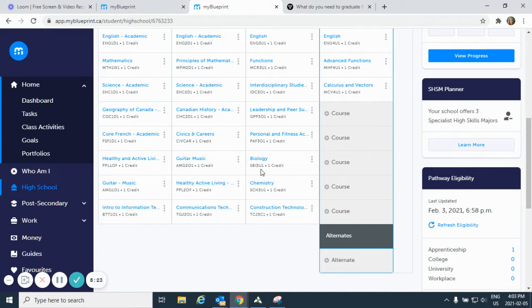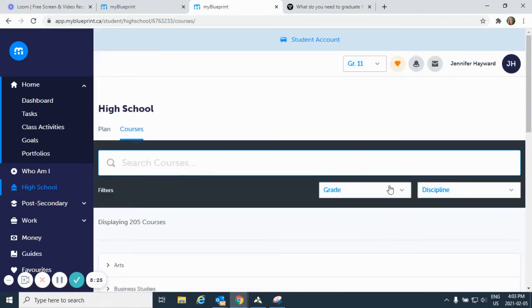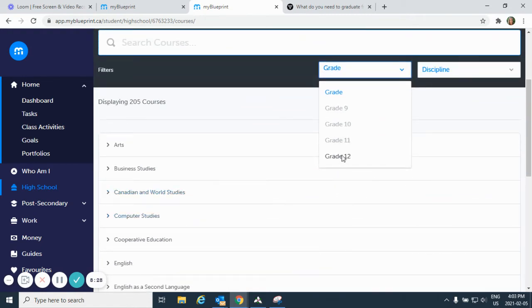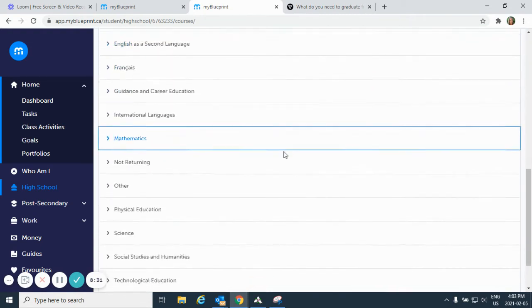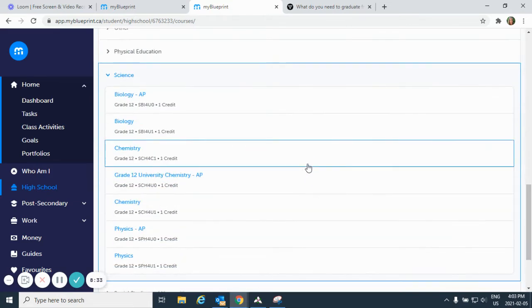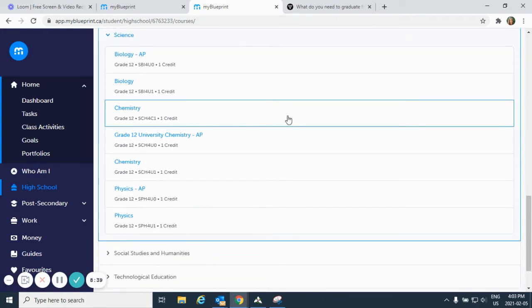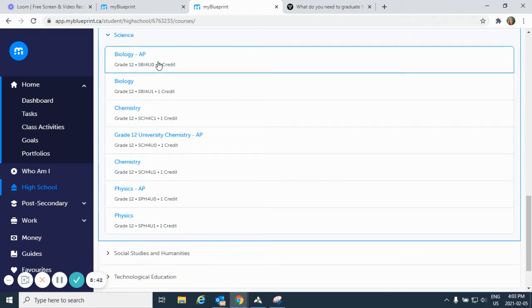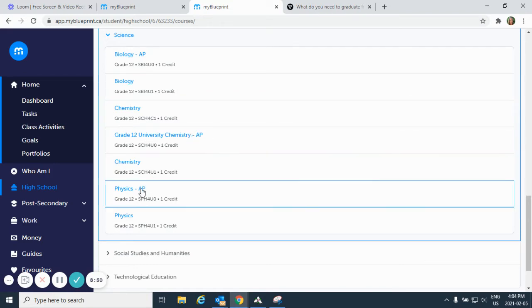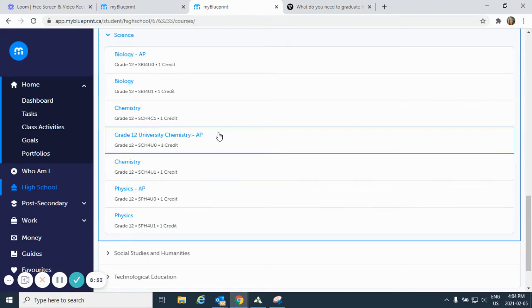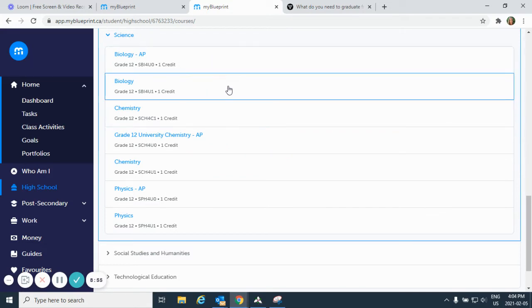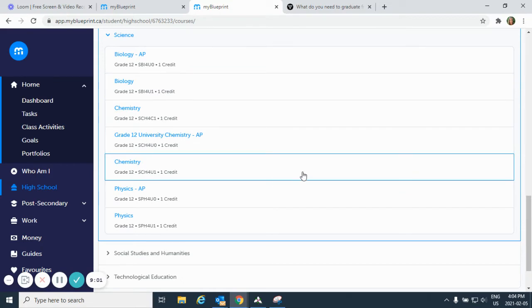I'm taking grade 11 university biology, and I know that next year in grade 12, I want to take grade 12 biology. Let's find that in the science folder. In the sciences for grade 12, there are, again, a lot of options. If students are interested in writing AP exams, you can choose AP Biology, AP Chemistry, or AP Physics. If you're not heading towards writing AP exams, then just choosing the regular courses is just fine for you.